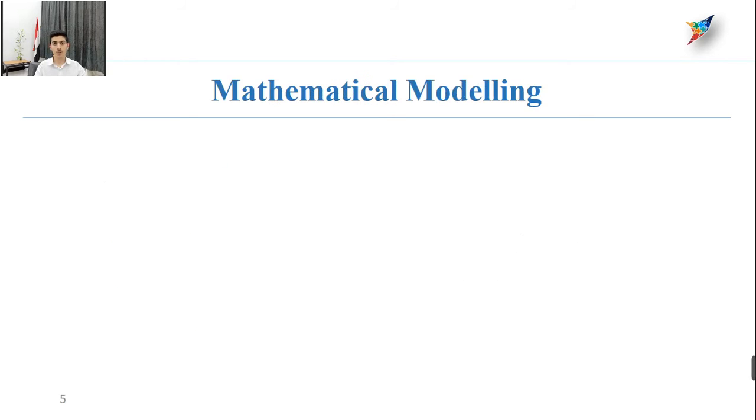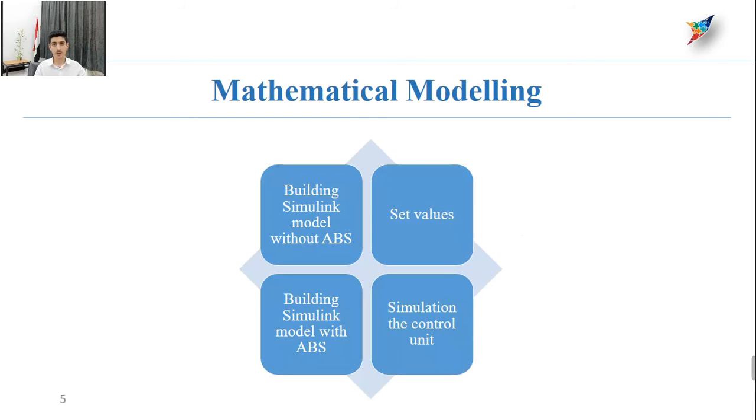Mathematical modeling. After the physical analysis, we performed the mathematical modeling in 4 steps. 1. Set values. 2. Building simulating model without ABS. 3. Simulation the control unit. And 4. Building simulating model with ABS.